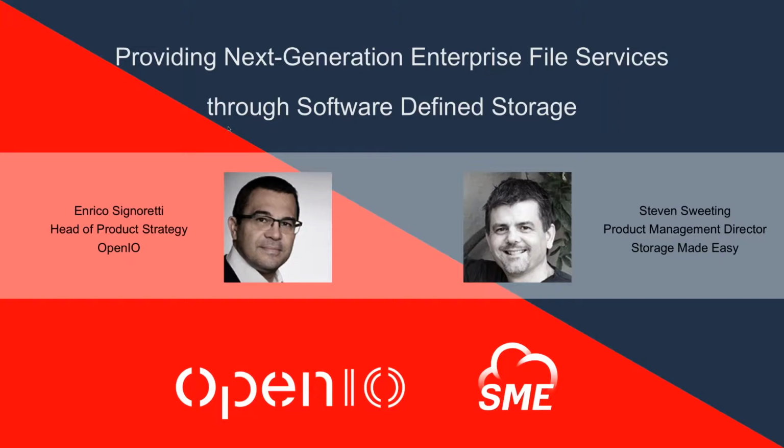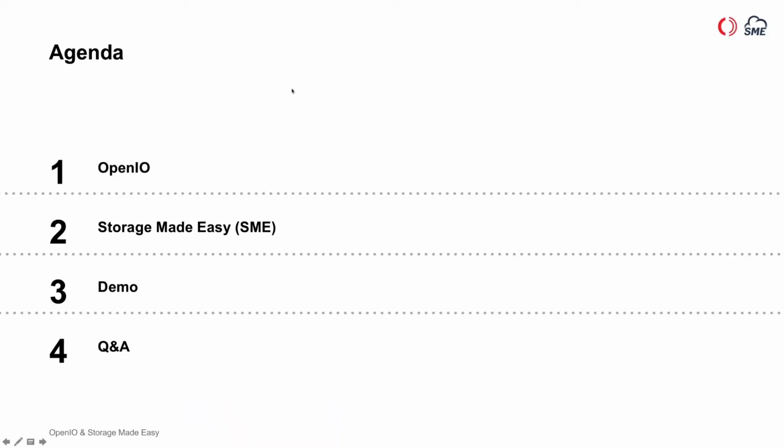The agenda is divided in 4 parts. First, we'll introduce OpenIO and SME. Then we'll see how OpenIO and SME work together to help organizations provide superior next generation services. And then we'll make a demo of OpenIO SDS and Storage Made Easy File Fabric.